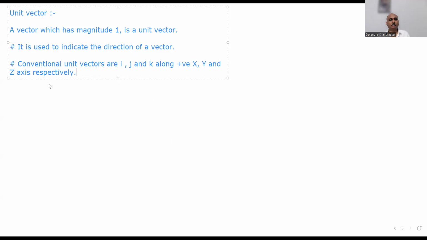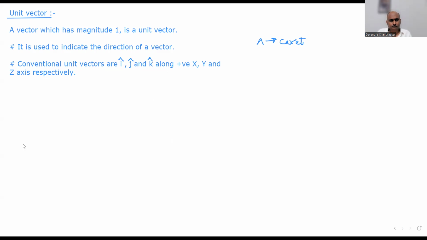So the conventional unit vectors are i cap, j cap, and k cap. This sign is called the caret sign, but we call it cap. Any vector which has this cap will be a unit vector.